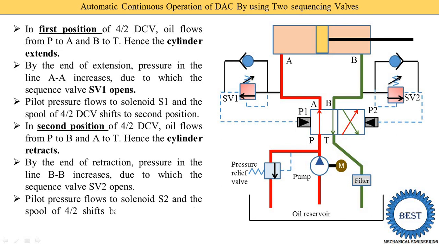So when the pilot pressure flows to the solenoid S2, the pressurized oil coming from the sequencing valve is supplied to S2, or P2, and the spool of the 4/2 DCV is shifted back to the first position, and the cycle runs continuously.